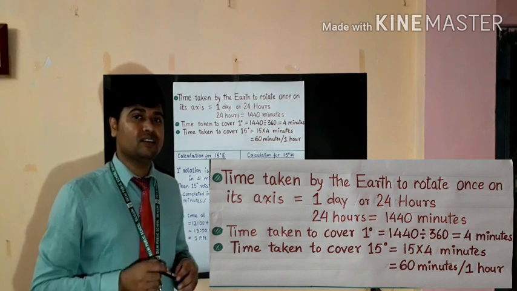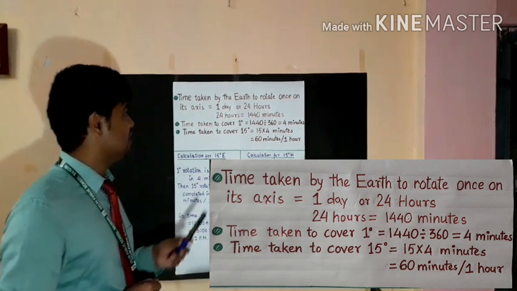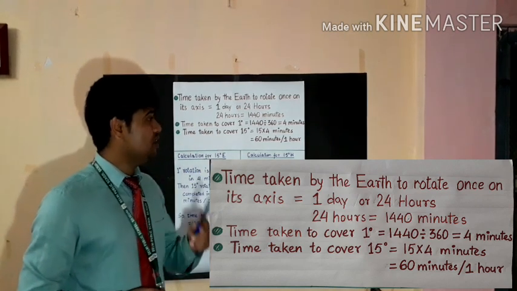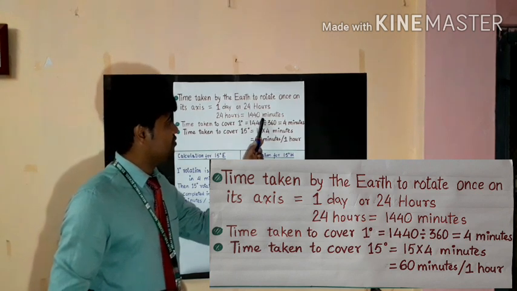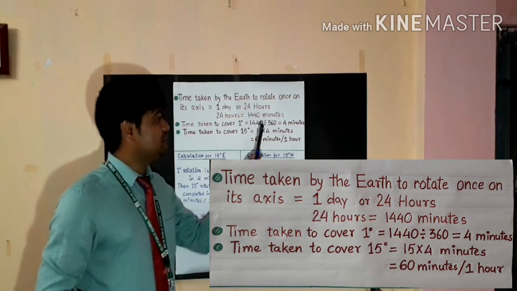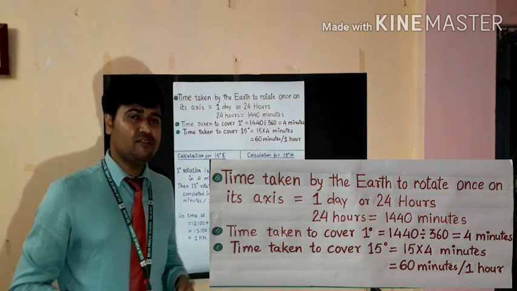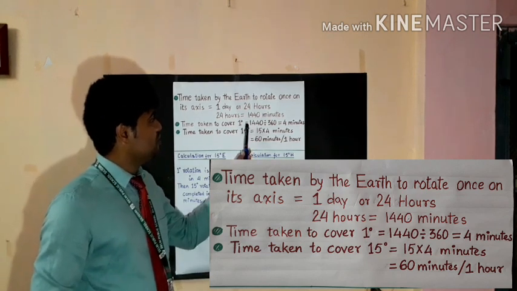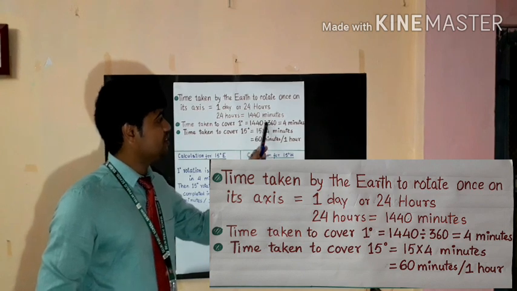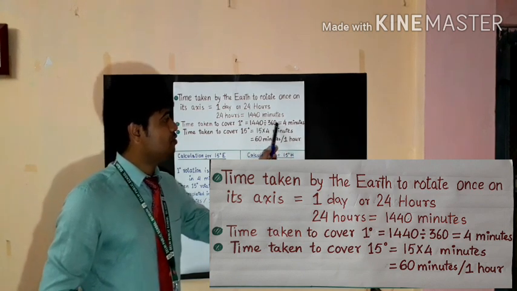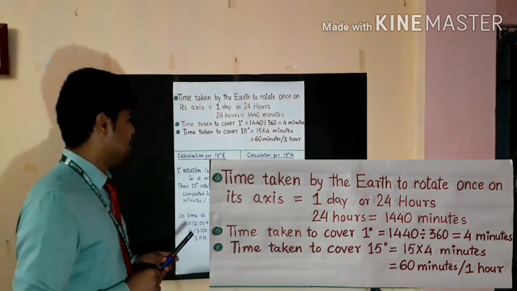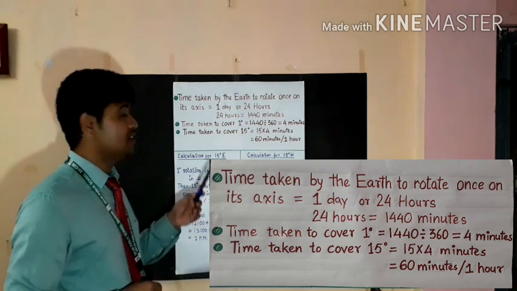There are 360 degree meridians. So, let's find out how much time is taken for 1 degree. The time taken to cover 1 degree: if we divide 1440 by 360, then we will get the time. So you can see, if you divide 1440 by 360, we will get 4 minutes. So 1 degree is covered in 4 minutes.